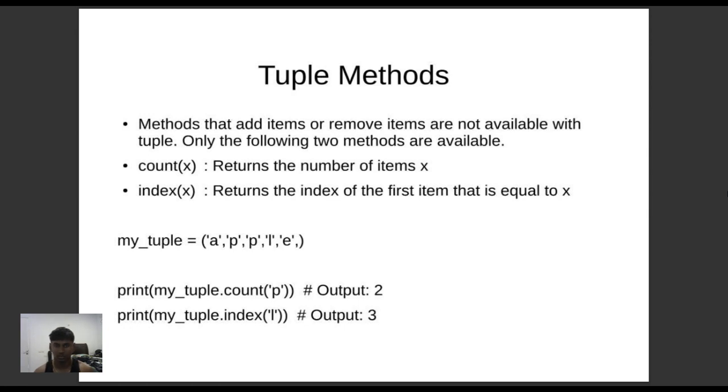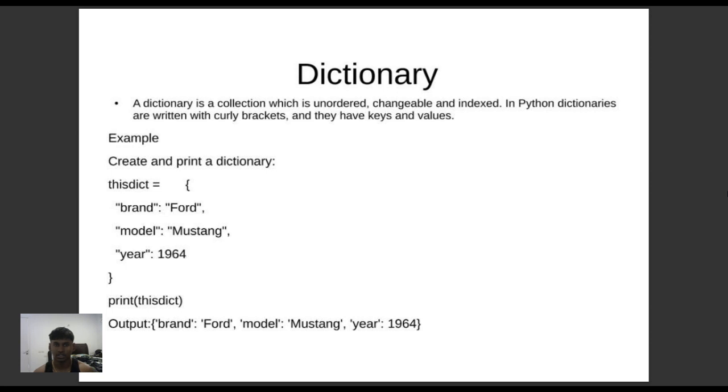Dictionary. A dictionary is a collection which is unordered, changeable, and indexed. In Python, dictionaries are written with curly brackets and they have keys and values. The examples are as follows.